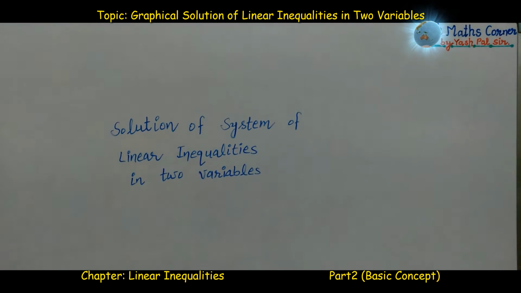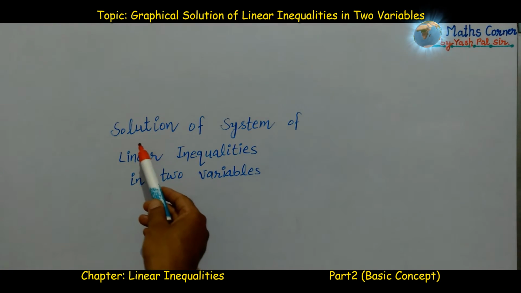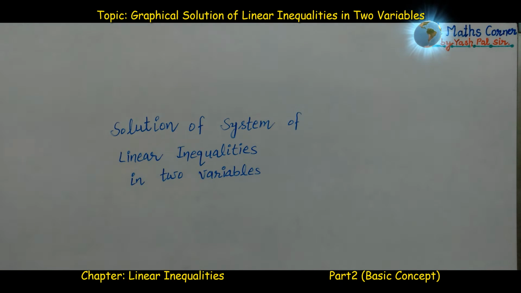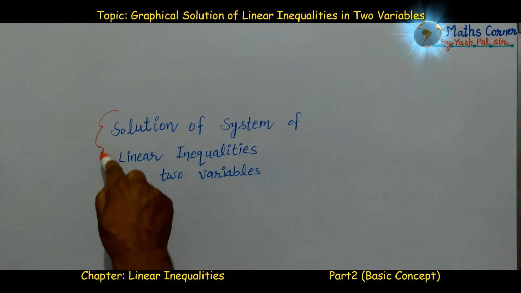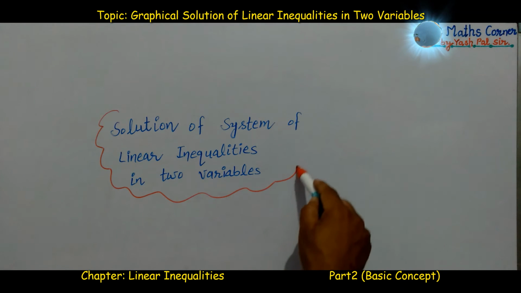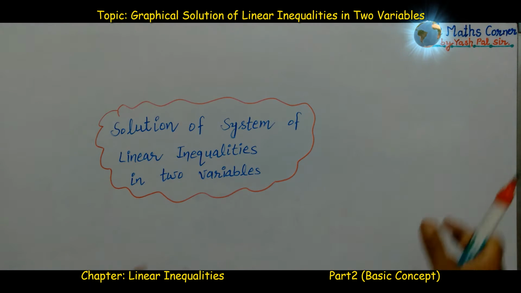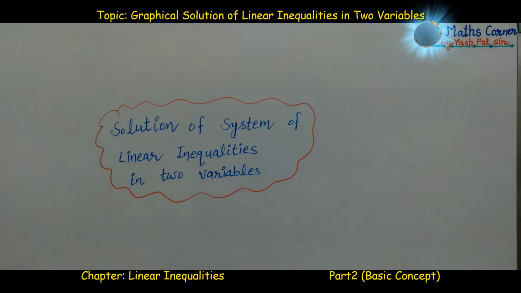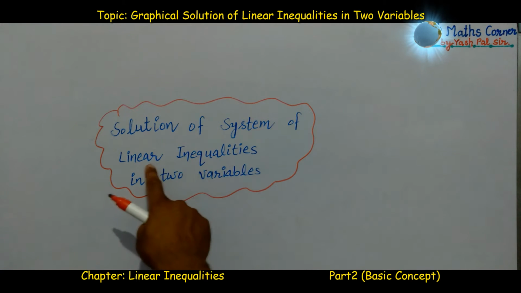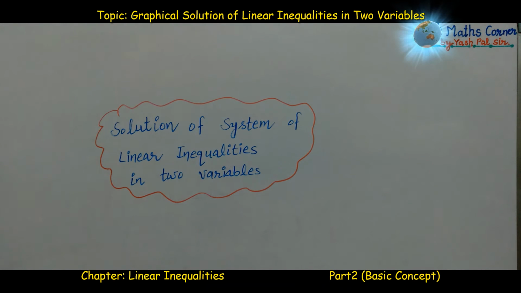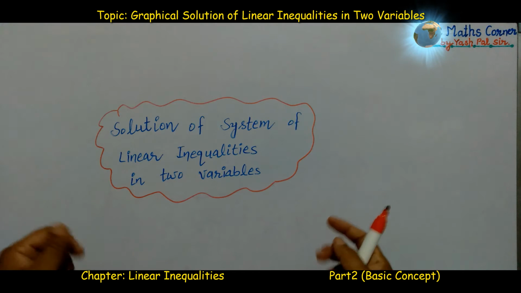Now next we are going to discuss about the solution of a system of linear inequalities in two variables. It means more than one inequality, we are solving them together in one coordinate plane. The common solution will be the final solution of the system of linear inequalities in two variables. So let us see how this is possible.